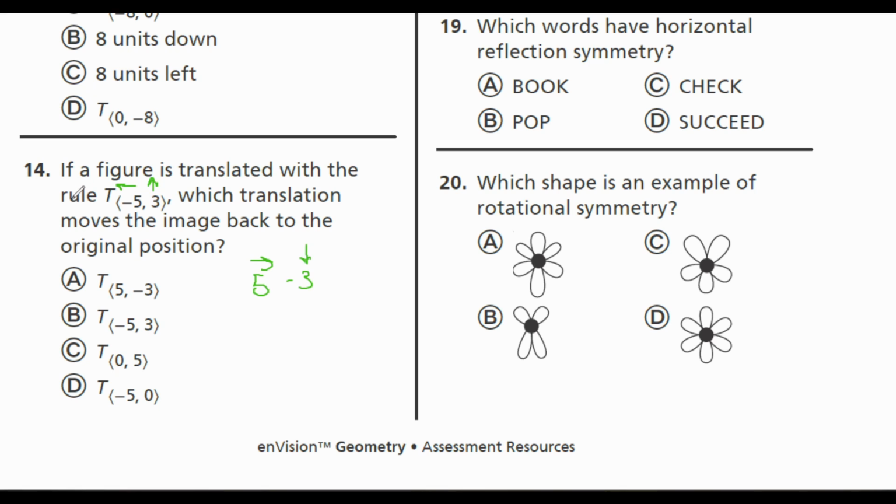I slide 5 to the left, 3 up. Now to undo that, I have to slide 3 down, 5 to the right. So we would just end up with A as our answer.